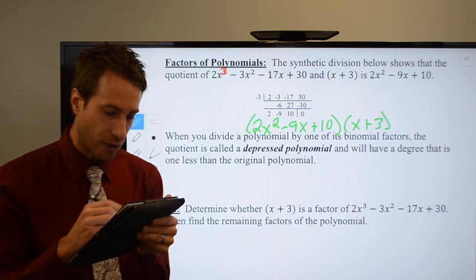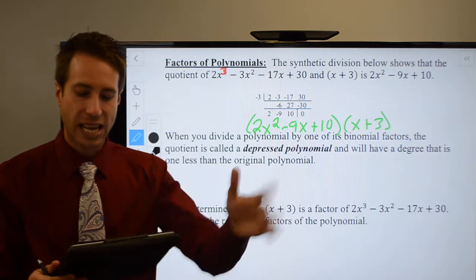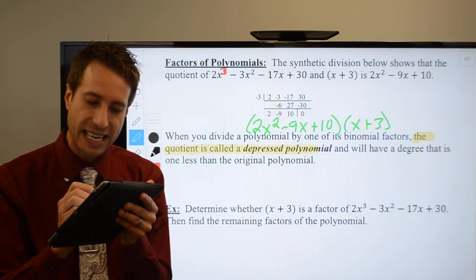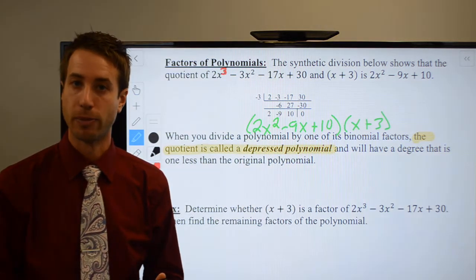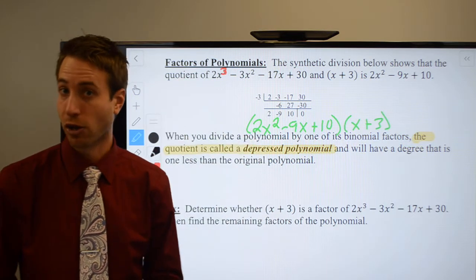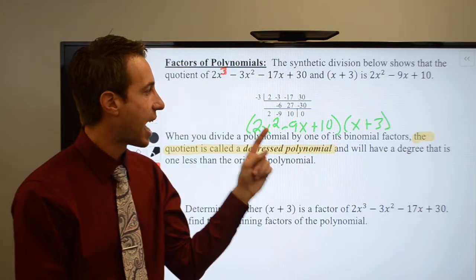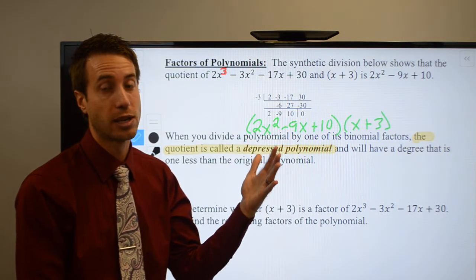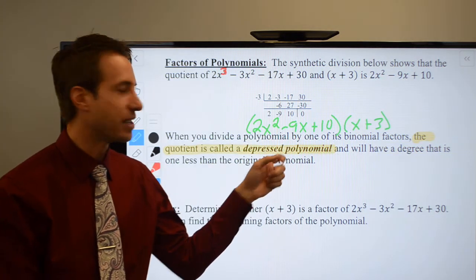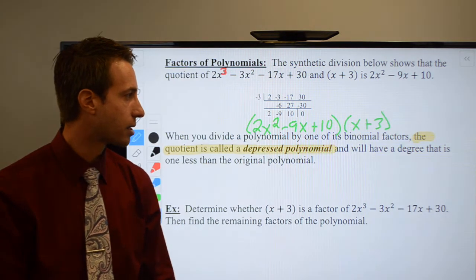And just a quick definition for you. I've been saying the term a couple of times throughout these videos. Here's where you get the definition for it. The quotient is called a depressed polynomial. Depressed because it's 1 degree smaller than the original polynomial you were given. This was a third degree polynomial. I did my division. I got a quotient that is 1 degree less, a depressed polynomial. So I've been using that term a little bit. Here's your definition for it, depressed polynomial.